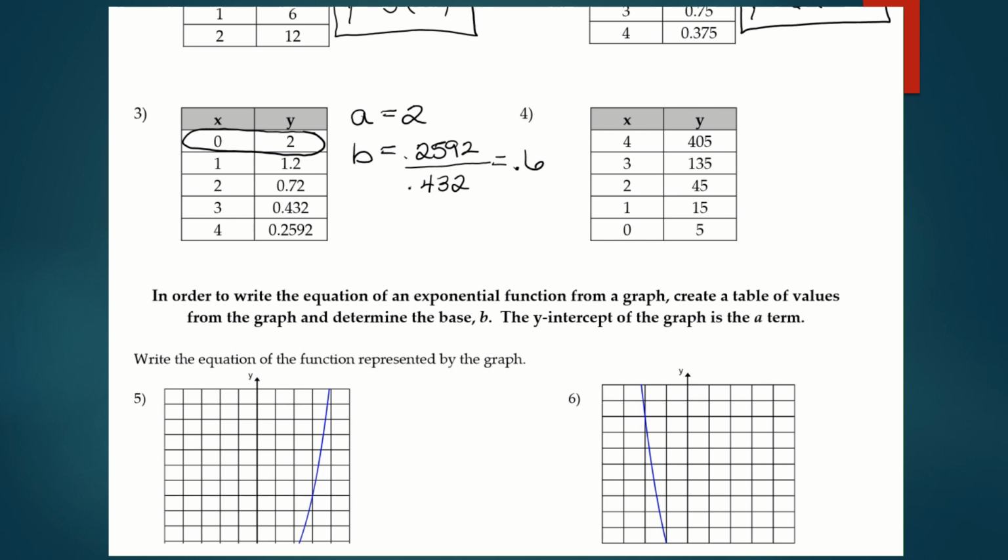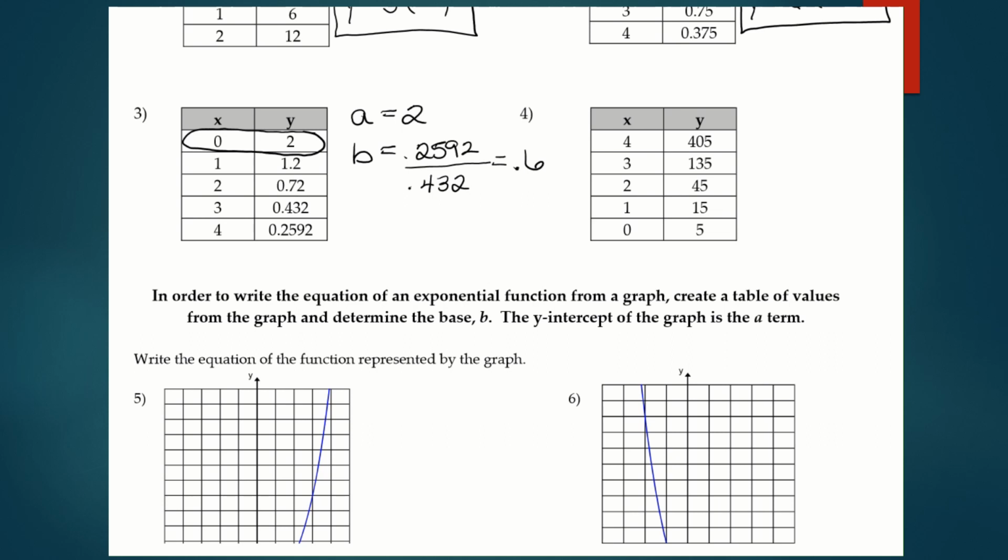Remember, this dividing only works if we have consecutive values. So when x is 0, followed by 1, followed by 2, followed by 3. If we tried to divide when x was 4 and x was 2, we're not going to get the same thing. So this only really works when we have consecutive values.